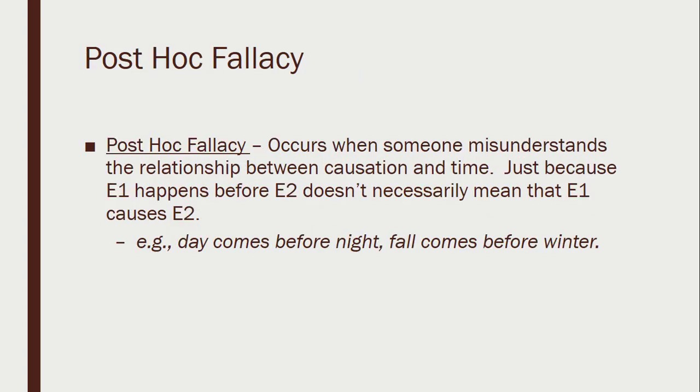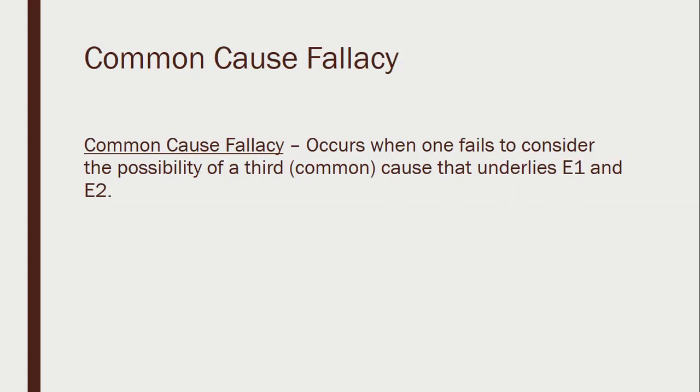Okay, I believe we've already looked at that slide. Let's look at the common cause fallacy. The common cause fallacy occurs when one fails to consider the possibility of a third cause, or in other words, a common cause, that underlies E1 and E2.